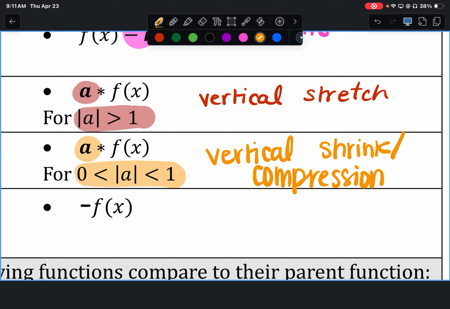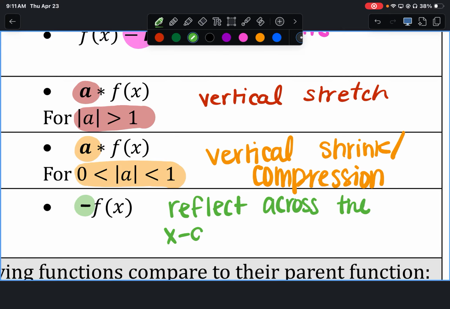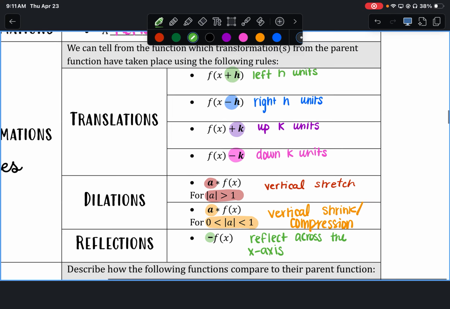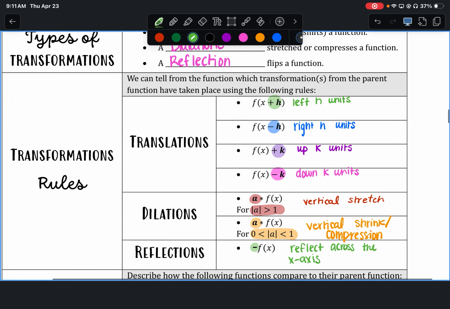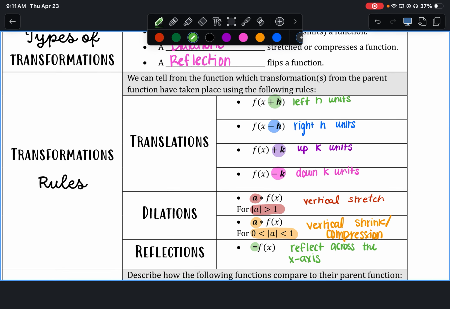What about this minus in the very, very front? What does that cause to happen? Specifically, it's a reflection across the x-axis. So that is our transformation rules. These are not new. We've used them several times at this point.